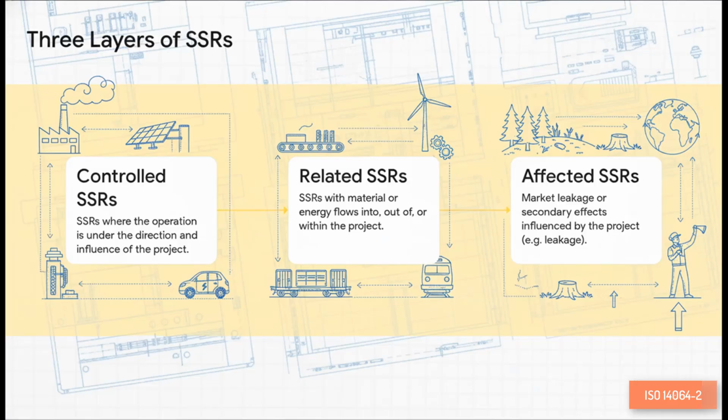This one is so important. It's about leakage. For example, if you protect one patch of forest, but that just causes loggers to go cut down the forest next door, you haven't really created a net benefit, have you? A good project has to account for all of it.